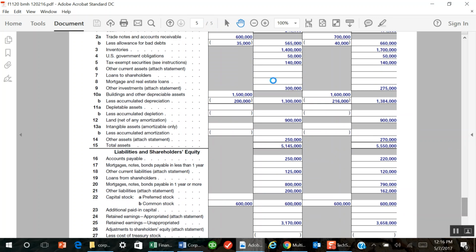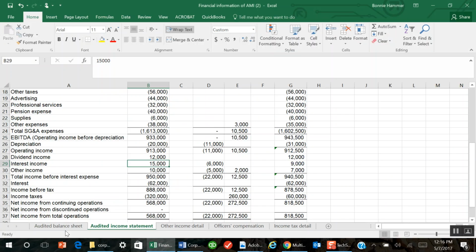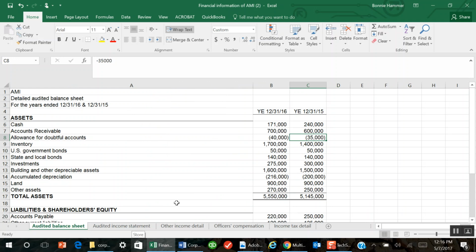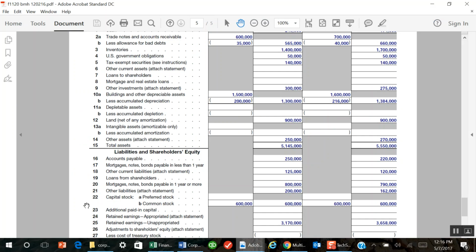Also, this is on a book basis. It's not on a tax basis. So no adjustments should have been made to this balance sheet. It should have been pretty easy to just take this balance sheet here and transcribe it right onto page 5 of your 1120.